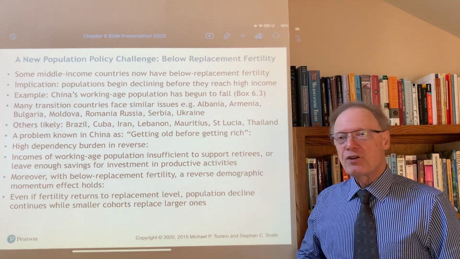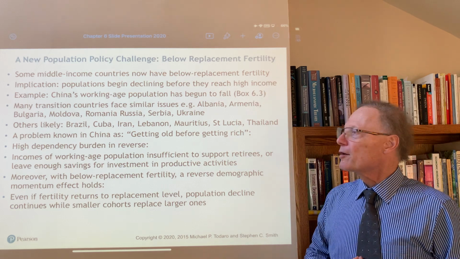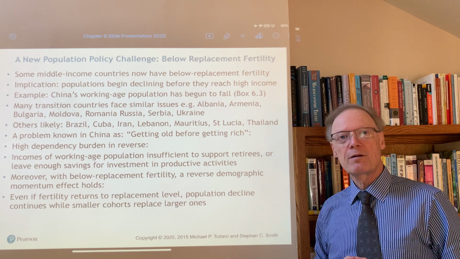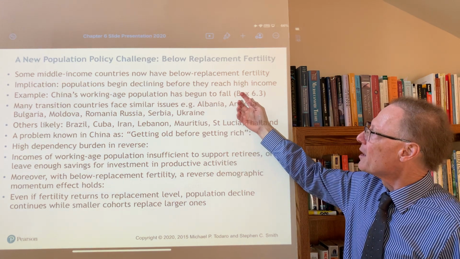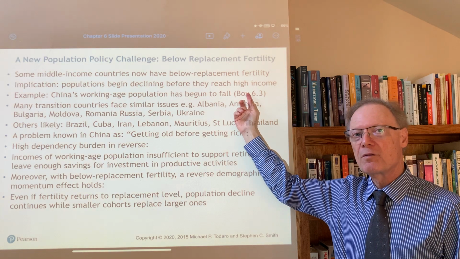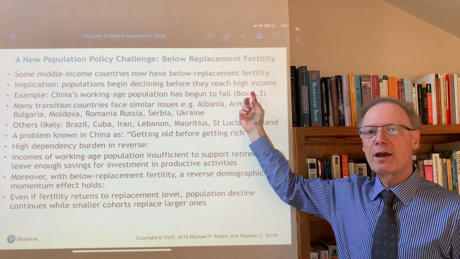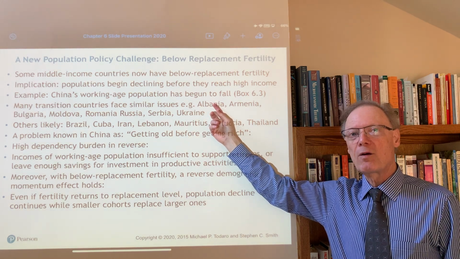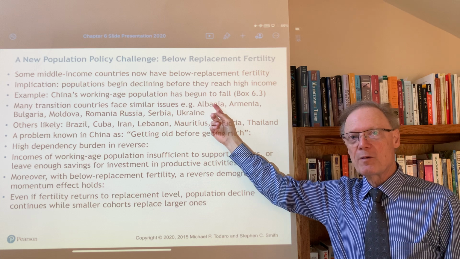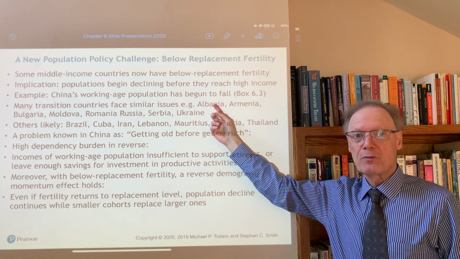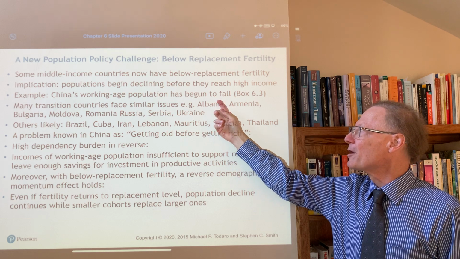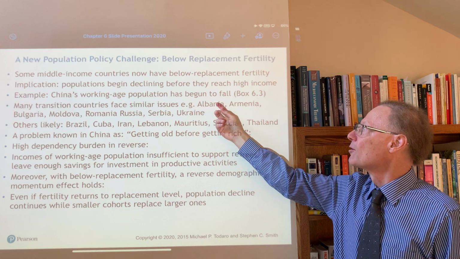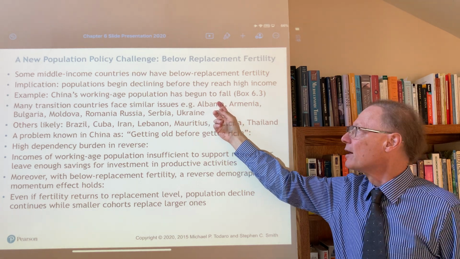There's a new population challenge now, and that is below replacement fertility. Some middle-income countries now already have fewer than 2 births per woman. And so the result is that populations will begin declining before they reach high income. A key example is that China's working age population has already begun to fall. Births per woman has been below 2.05, below replacement fertility, for long enough now that we've actually gotten to the point where the working age population is declining.